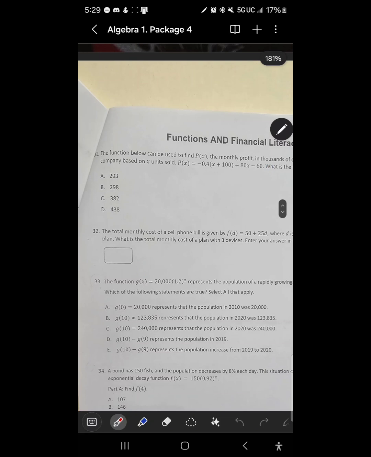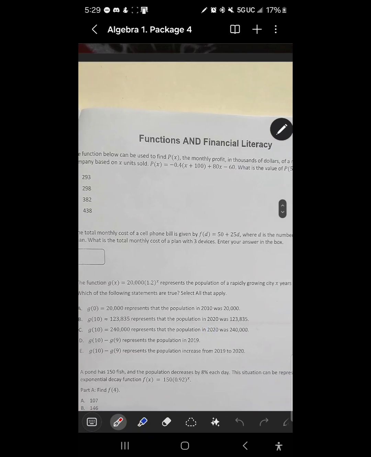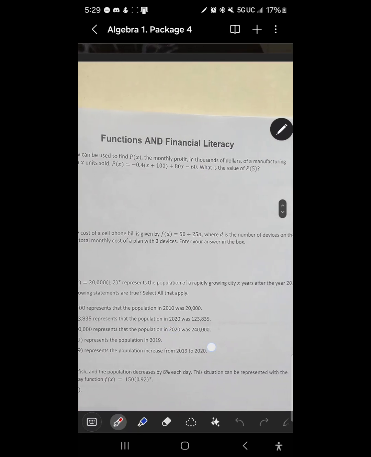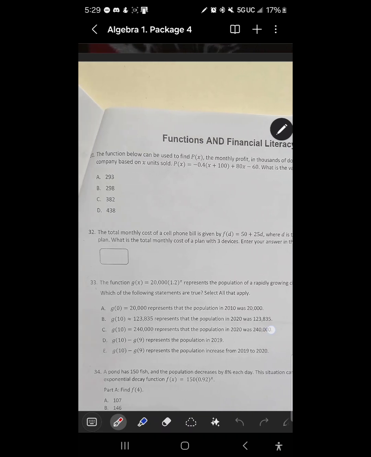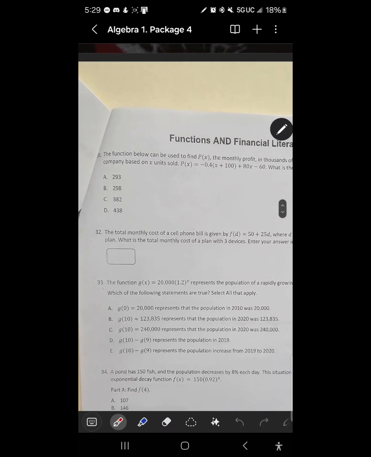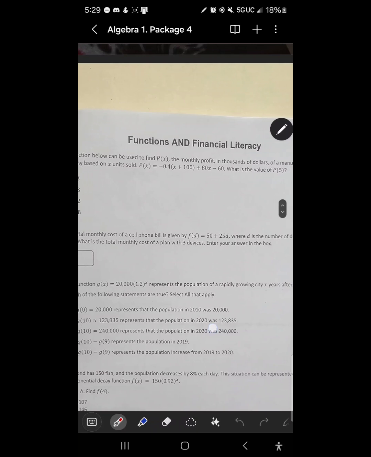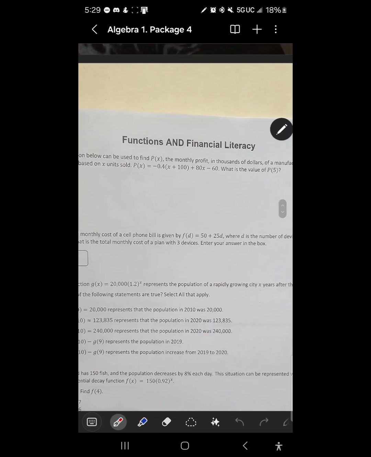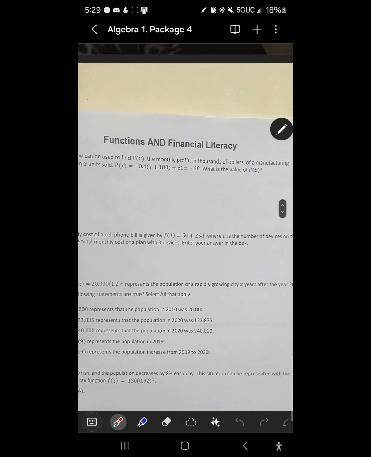Now, 31. The function below can be used to find P(x), the monthly profit in thousands of dollars of a manufacturing company based on x units sold. So P(x) equals, you see there the function. What is the value of P(5)?